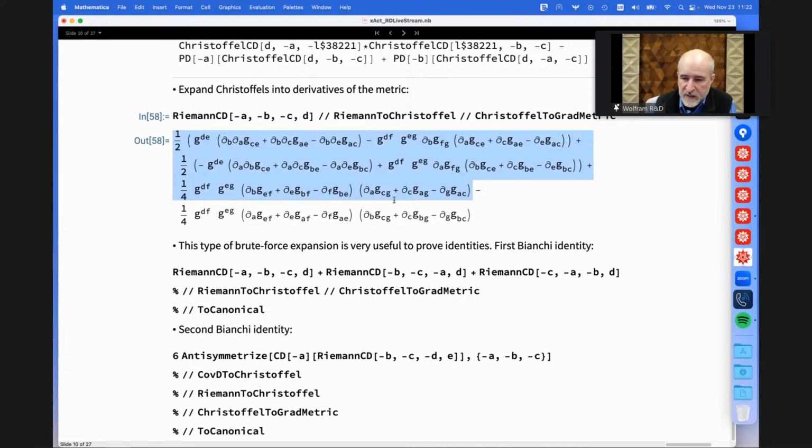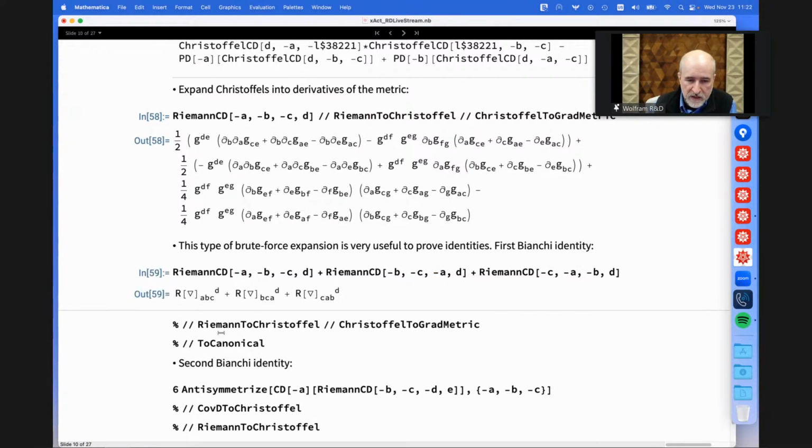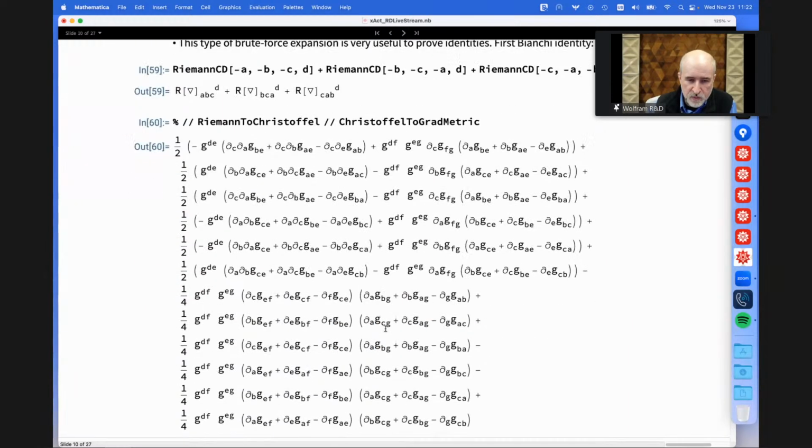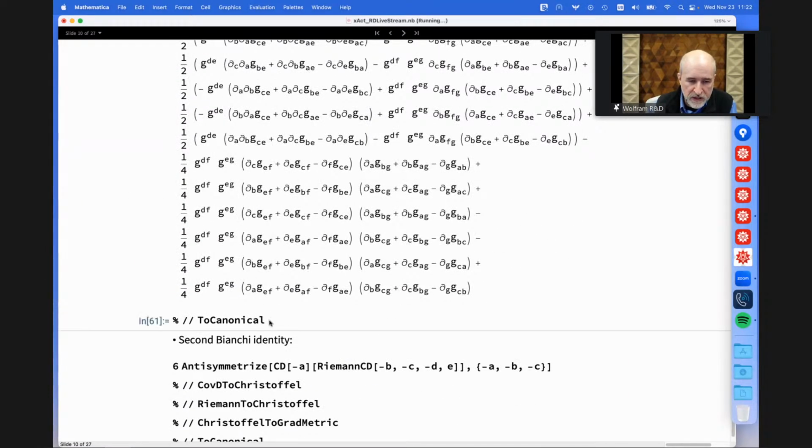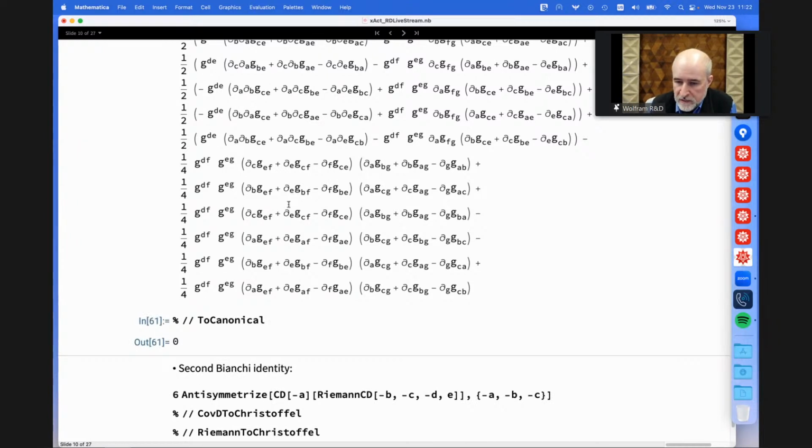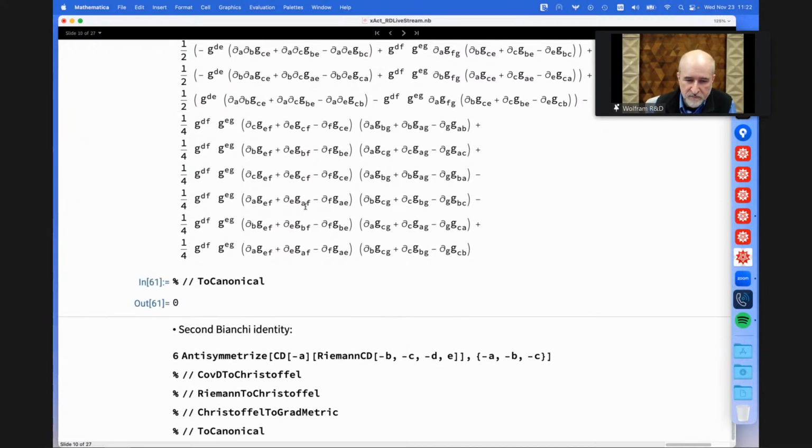You do this type of expansion and you check whether something is 0. For example, imagine that we have the first Bianchi identity, the fact that we permute cyclically the first 3 indices. So we do that, and now we do this trick. We expand into Christoffels, the Christoffels into derivatives of the metric, and you get that expression. Now you call ToCanonical as usual, and ToCanonical can figure out that this is 0.